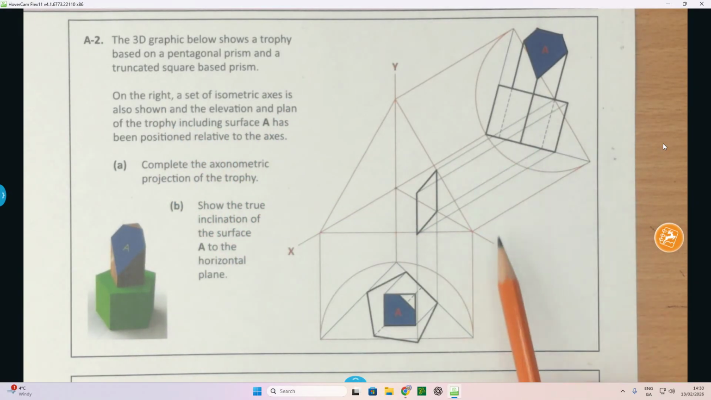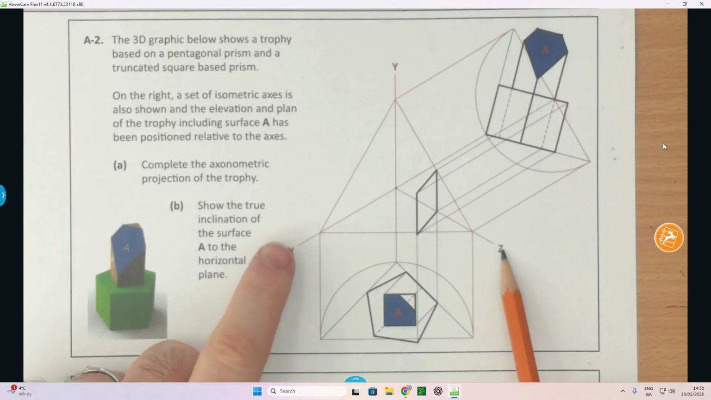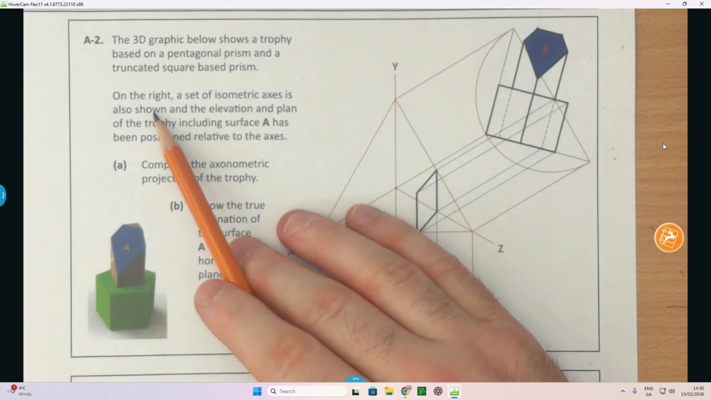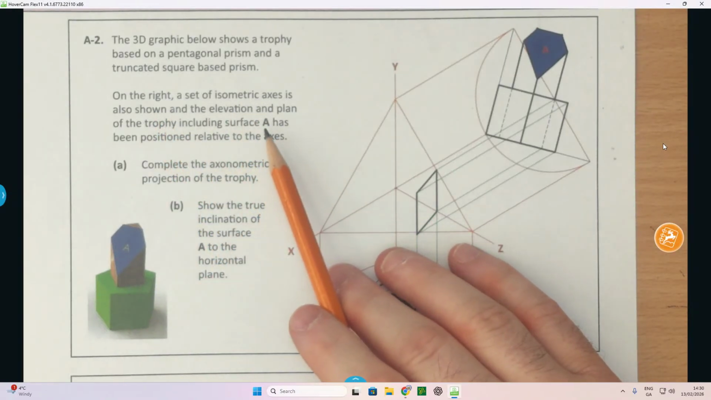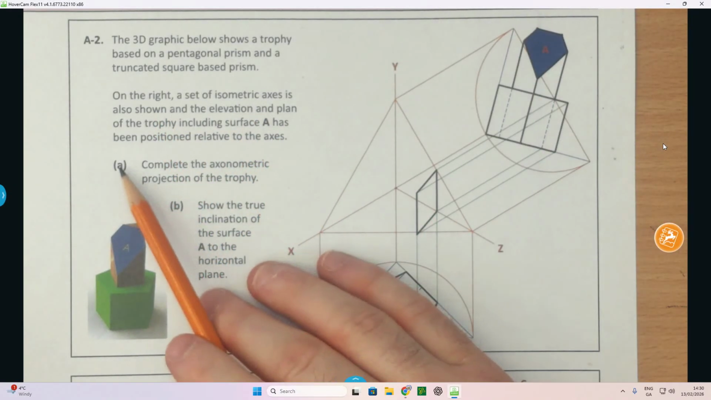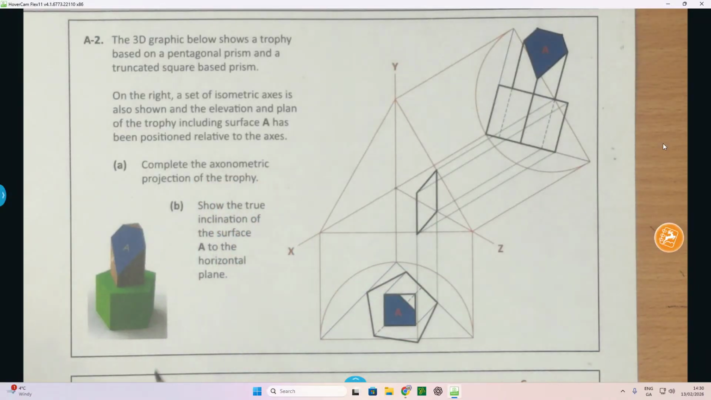Now they're saying elevation, in that case then I imagine that that should probably be the x and that. Okay, small thing there. On the right, a set of isometric axes is shown anyway, and then we've got surface A. Part A, complete the axonometric projection of the trophy.